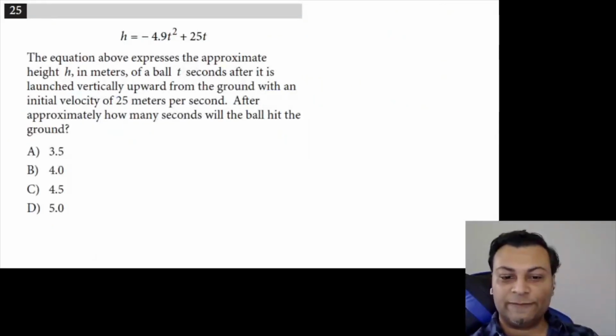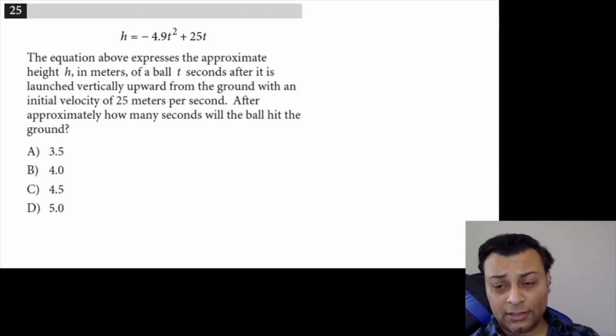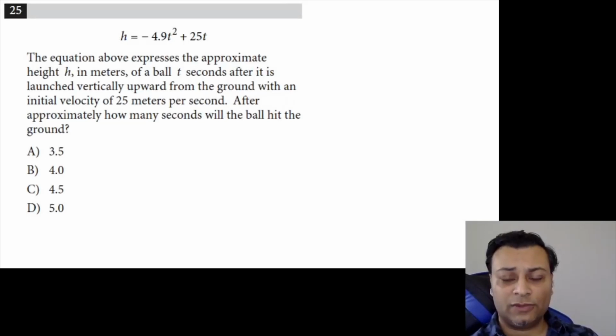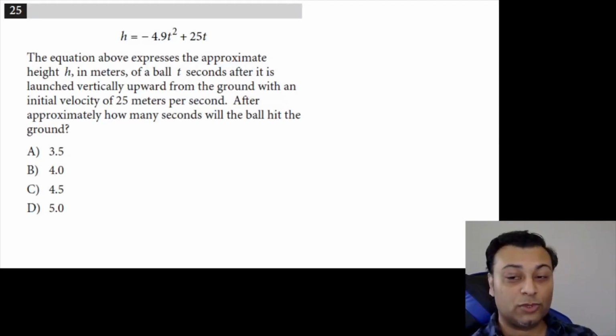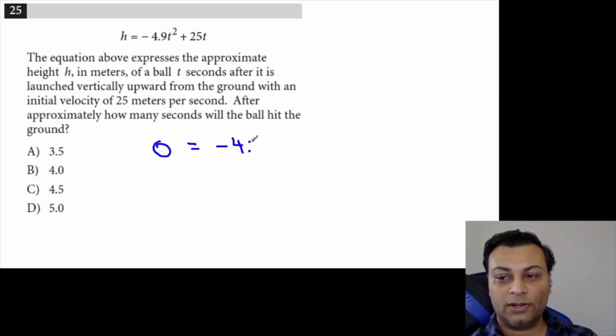Moving on to number 25, the equation above expresses the approximate height h in meters of a ball t seconds after it is launched vertically upward from the ground with an initial velocity of 25 meters per second. After approximately how many seconds will the ball hit the ground? Okay, in order to hit the ground, the height has to be 0. So let's put in 0 for h, for the height. So you have 0 equals negative 4.9 t squared plus 25 t.